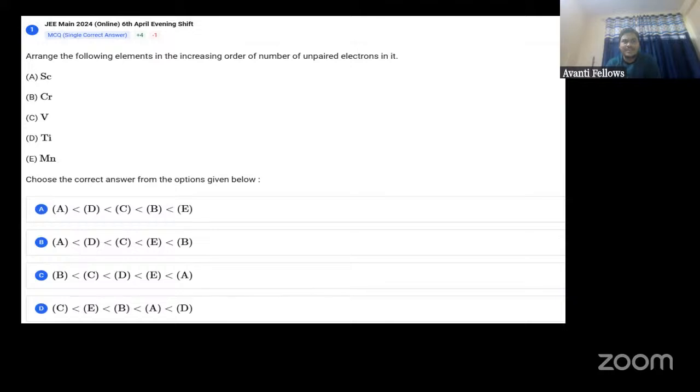Next, arrange the following elements in the increasing order of number of unpaired electrons. Do you want to try, anyone? You just need to calculate the unpaired electrons. I'll write it for you, series-wise, so that you can write easily. This is scandium, titanium, vanadium, chromium and manganese: 21, 22, 23, 24, 25. Now tell me, arrange the following elements in increasing order of their number of unpaired electrons. You need to calculate the number of unpaired electrons of all these. Work it out once.